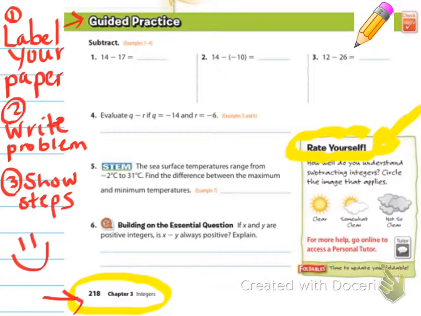Notice that's being pointed to at the bottom. You must write each of the problems 1, 2, 3, 4, and 5 and show your work. Okay? Also go ahead and look at question 6 and try to answer that as well. Label your paper guided practice, the page number, write the problem, show your steps. When you're done, don't forget to rate yourself. Are you clear? Somewhat clear? Not so clear? We'll practice again tomorrow in class.